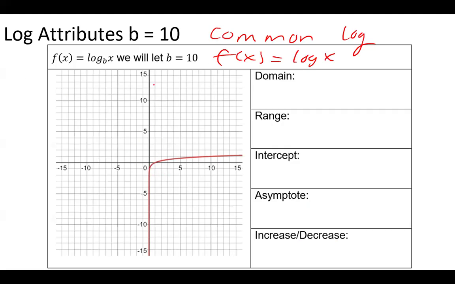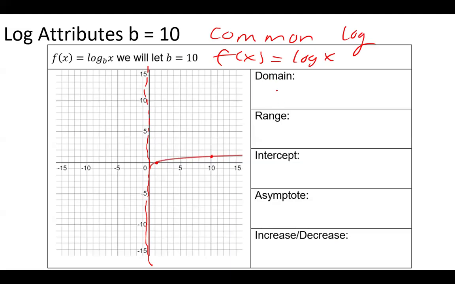So as you can see here, it still has the vertical asymptote, that boundary line that it doesn't cross. It still has the x-intercept at (1, 0). And the only one that we can actually graph is log of 10, because you're asking 10 to what power equals 10? And that would be 1. Outside of that, we wouldn't be able to graph. But everything is the same as far as your properties.